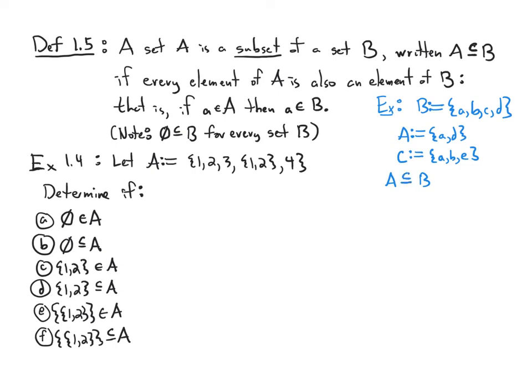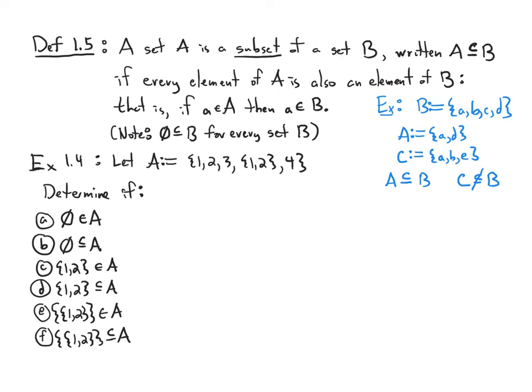Is C a subset of B? Well, in this case, it's not. Even though little a is in B, little b is in B, little e is not. So there's an element here that isn't in the set B, so C is not a subset of B. And to say something is not something in math, you usually just put a little line through it like that. It's a very useful symbol.